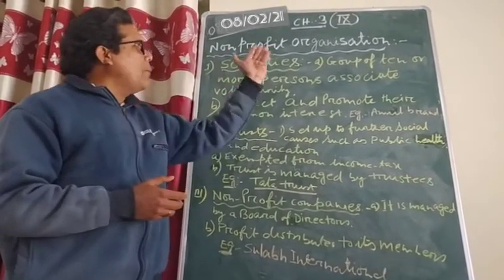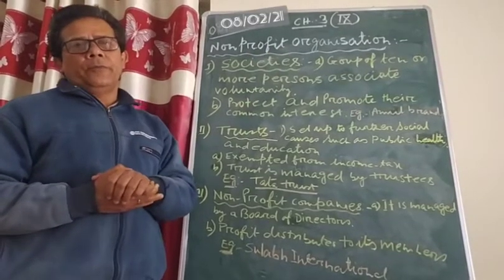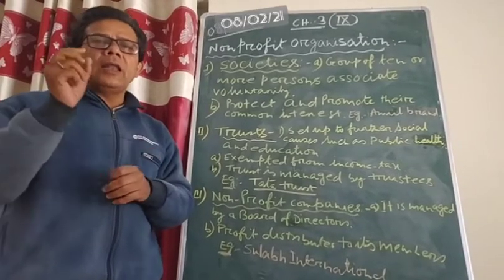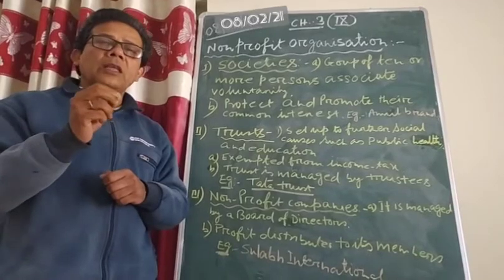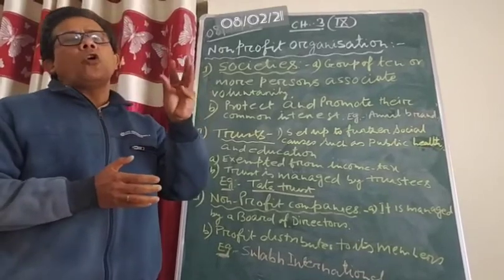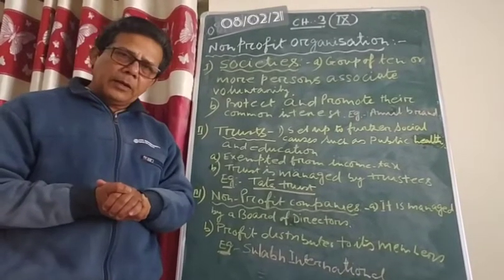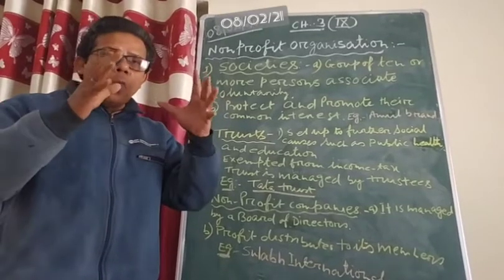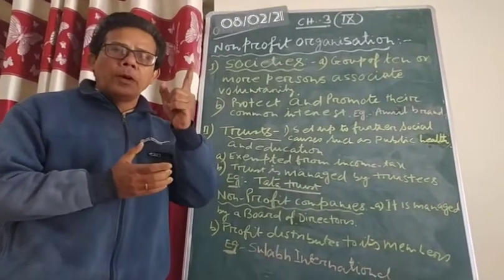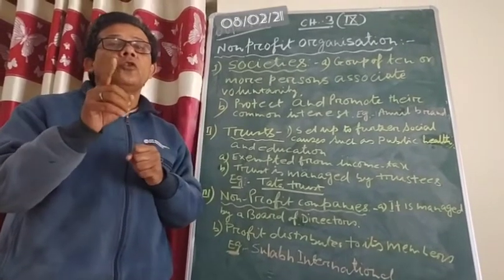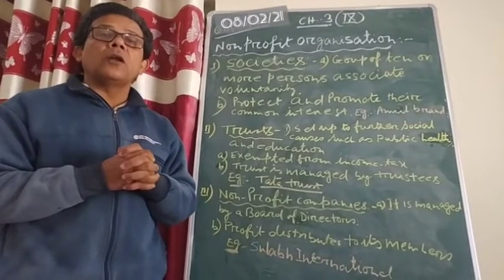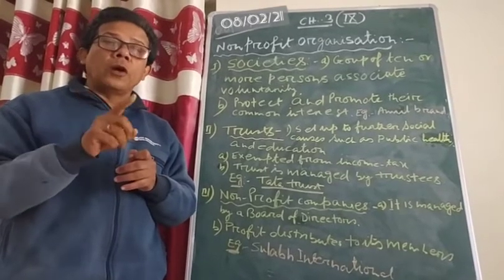If you break this word, you get organization. What do you mean by organization, beta? Organization means where a group of people work together and they have a common aim. Here also, this organization's name is non-profit organizations. That means a group of people work together and their aim is common. What is their aim? Their aim is not to earn profit. That is why this type of organization is called a non-profit organization.